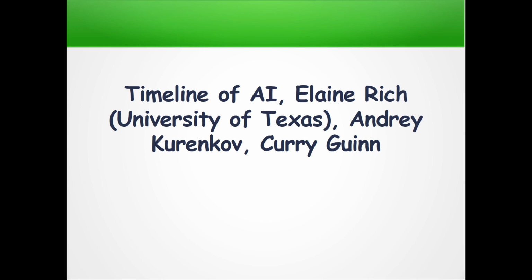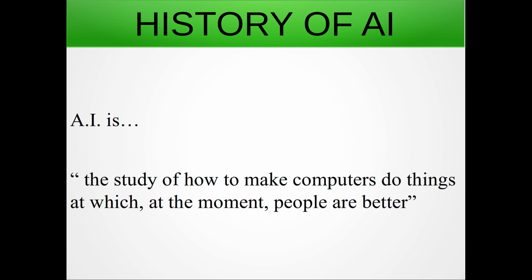Okay, let's begin with a brief definition of what AI, artificial intelligence, is. There are many possible definitions, but one is that AI is the study of how to make computers do things at which at the moment people are better. As you can see, this is pretty unspecific. Another one would be the study of how to teach computers to think.